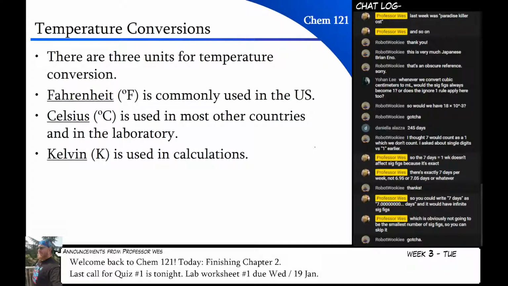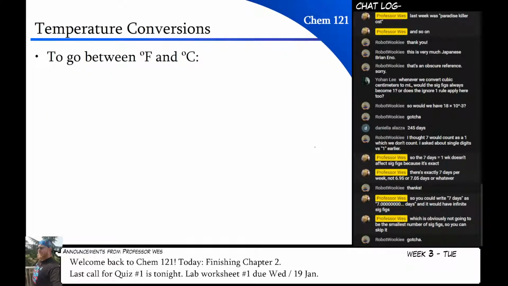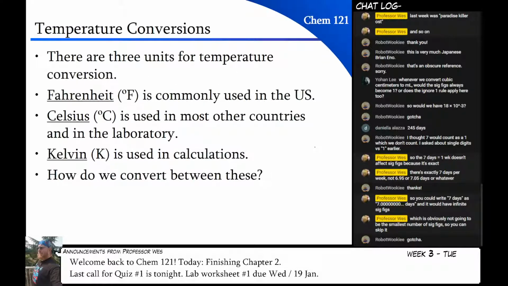We use it in America, and it's dumb. Celsius is used in the laboratory for a specific reason that we're going to talk about on the next slide. No, we're not. That's okay. And then Kelvin is used in calculations that we're going to talk about much later when we get on to gas laws. So Celsius and Kelvin are very similar. We'll just use that for now. And then Fahrenheit is its own thing.